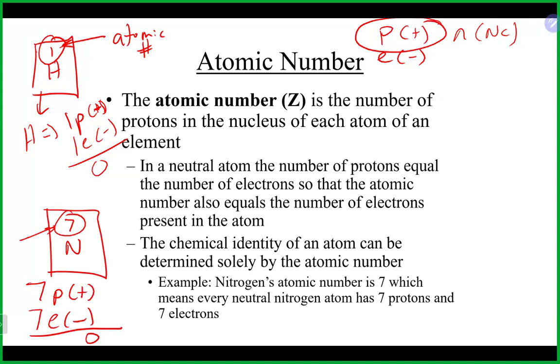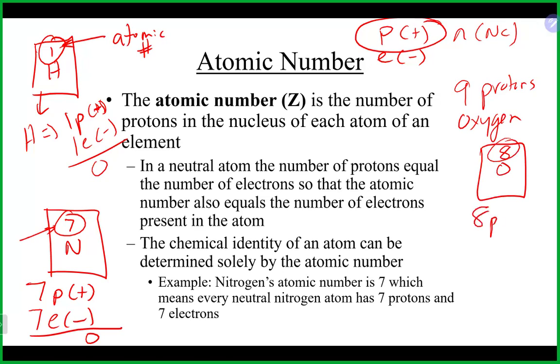Could I ever have an oxygen atom that has 9 protons? Is it possible to have an oxygen atom that has 9 protons? No, because when you go to the periodic table and you look up oxygen, it is number 8, which means in order for it to be oxygen, it needs to have 8 protons, right? And obviously, if I had 9 protons, it is not oxygen. It is what element, by the way? It would be fluorine, right? Number 9 would be fluorine.